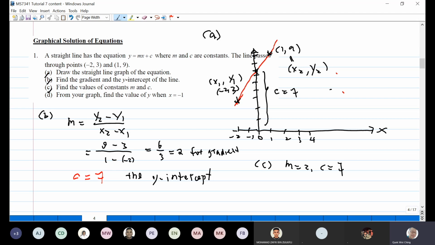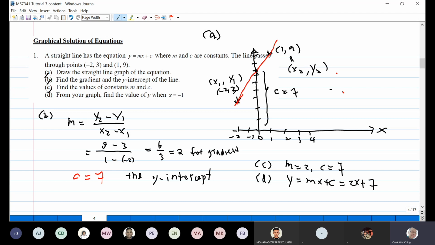Then from the graph, estimate the value of y. The y is this one. The last part: estimate the value of y when x equal to -1. Let me do some calculation, because you know M and C already, right? So actually, y equal to mx plus c, which means y equal to 2x plus 7.